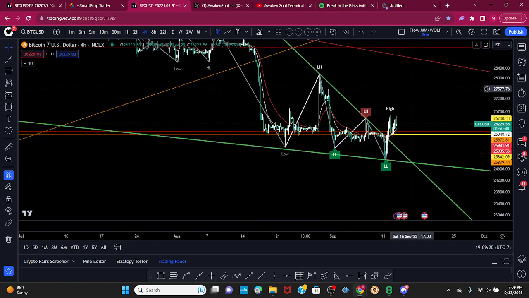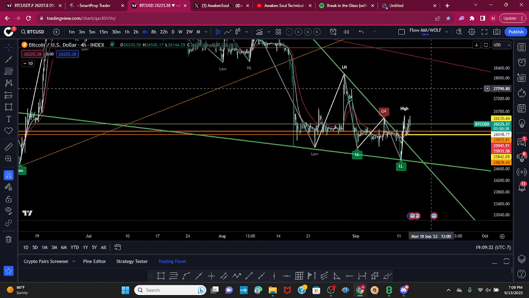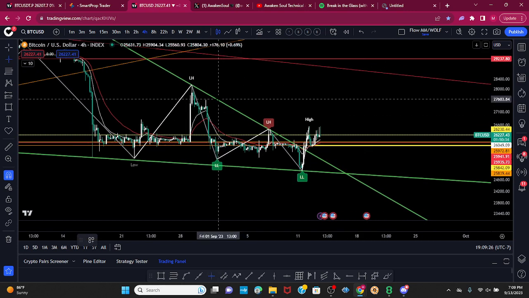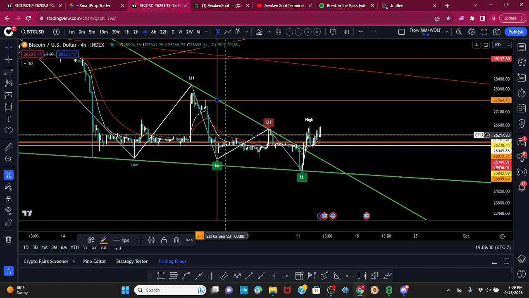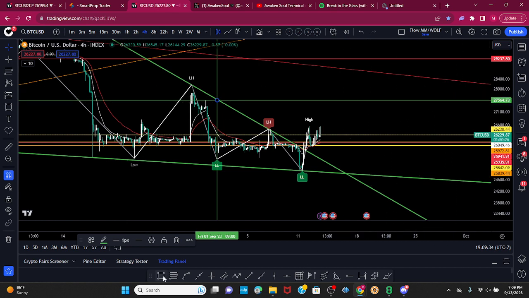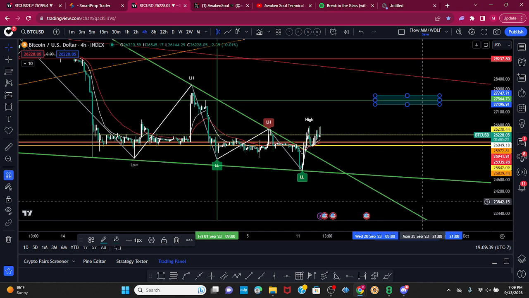So it looks like it broke to the upside based on my 4 hours, and my 4 hour target would be right here. My 4 hour target, wonderful. This would be my 4 hour target at 27,564.